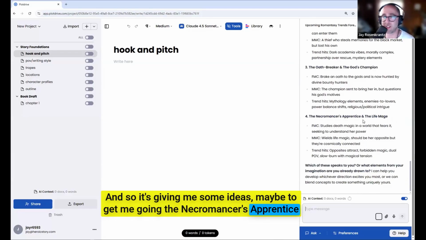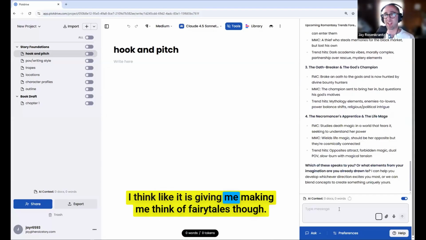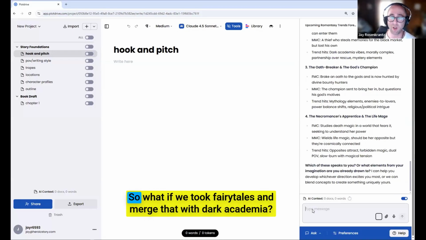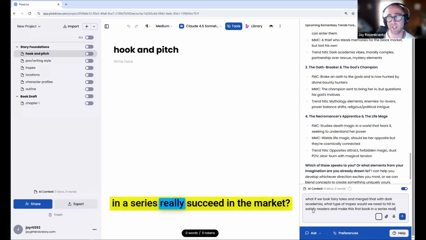The Necromancer's Apprentice and the Life Mage, I don't know about that. But it is making me think of fairy tales, like maybe something about fairy tales with dark academia. So what if we took fairy tales and merged that with dark academia? What type of tropes would we need to hit to satisfy readers and make this first book in a series really succeed in the market?